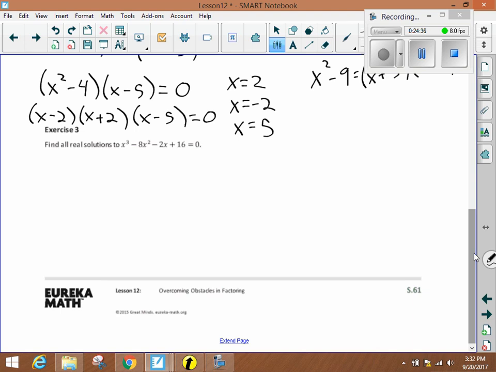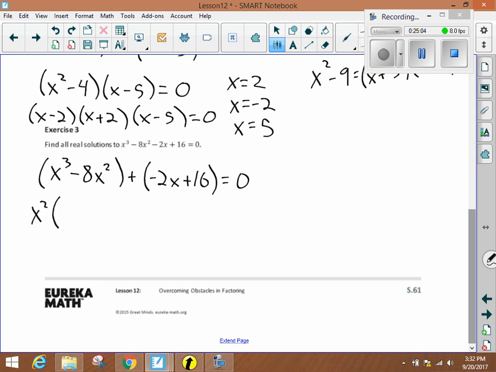It looks like I need to factor by grouping one more time. Here we go. Again, I'm going to factor x cubed minus 8x squared. I'm going to group those together. And I'm going to factor negative 2x plus 16. I'm going to group those together as well. It looks like the greatest common factor of those is going to be x squared. x cubed divided by x squared is x. Negative 8x squared divided by x squared is going to be negative 8.